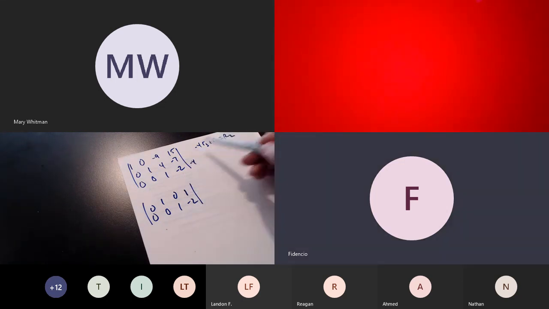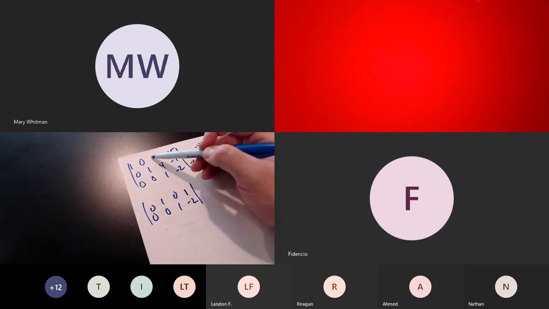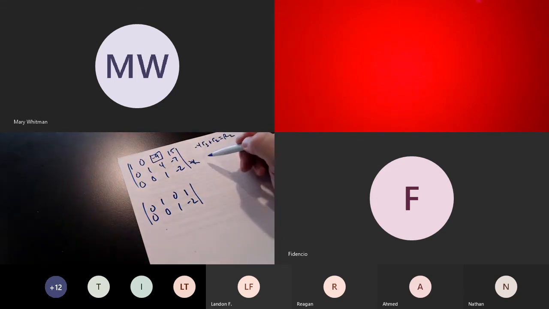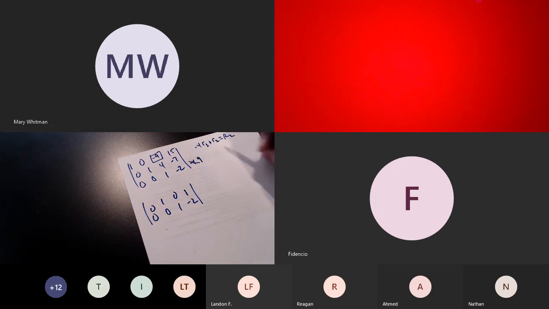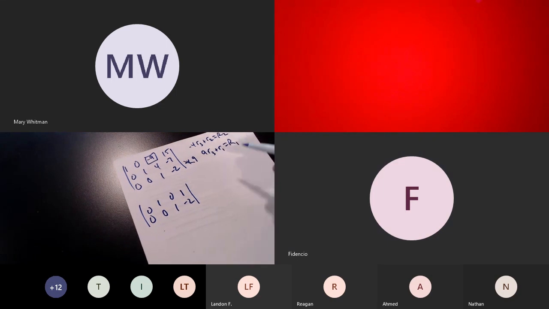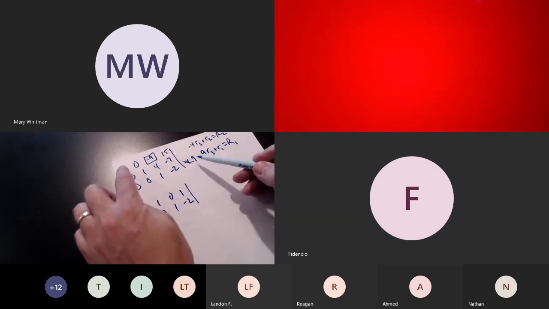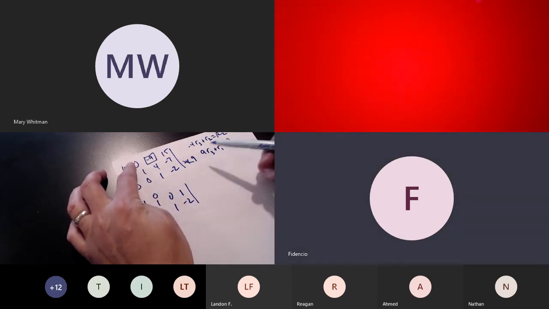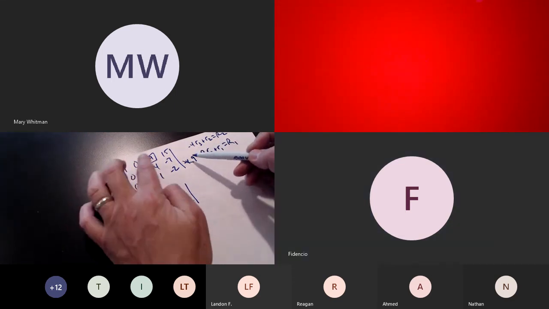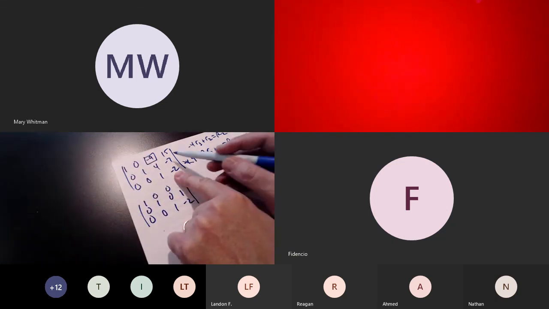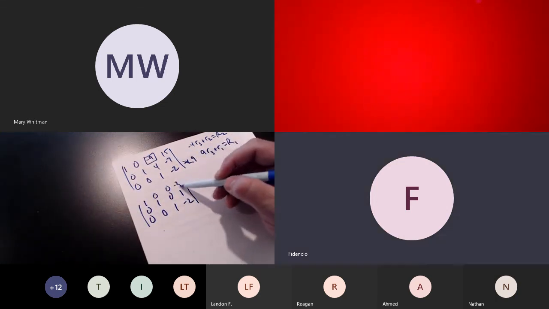Okay? Now I need to do the same thing. I need to turn this -9 into a 0. The easiest way to do that is to multiply by +9. So 9 times row 3 plus row 1. I'm going to put the result in row 1. Okay? So 0 and 1 is 1. 0 and 0 is 0. 9 minus 9 is 0. 9 times -2 is -18 plus 15 is -3.